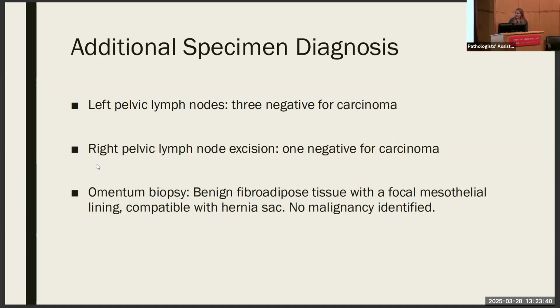Our specimens that came with the hysterectomy included the left pelvic lymph node and the right pelvic lymph nodes, which were negative for carcinoma, as well as an omentum biopsy, which luckily was just benign fibroadipose tissue with focal mesothelial lining, which was compatible with a hernia sac.